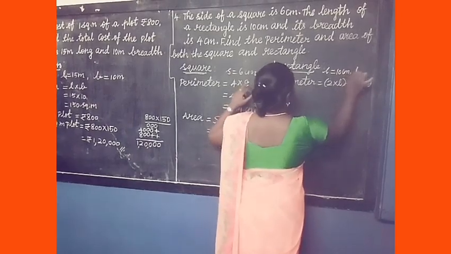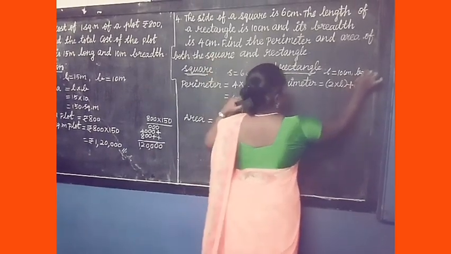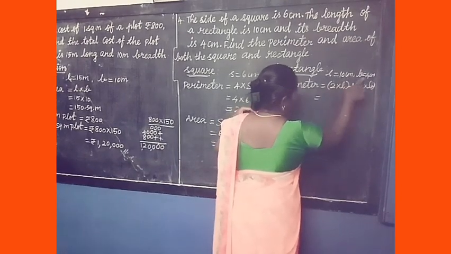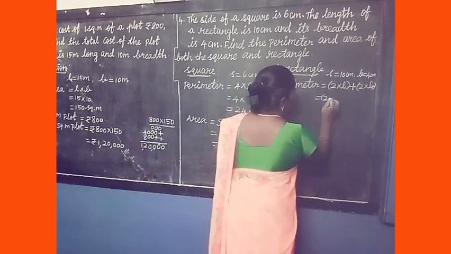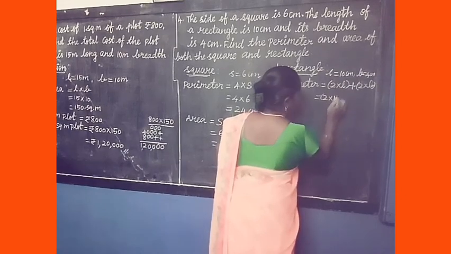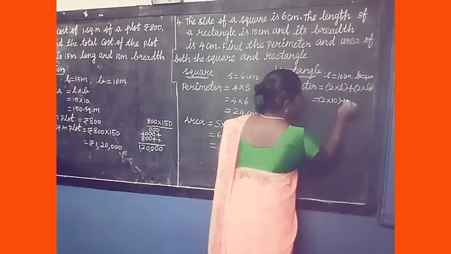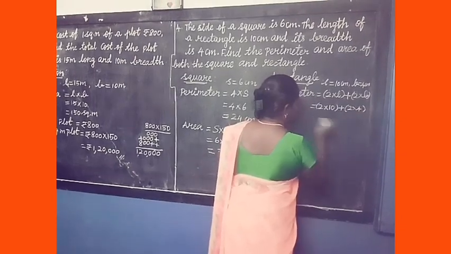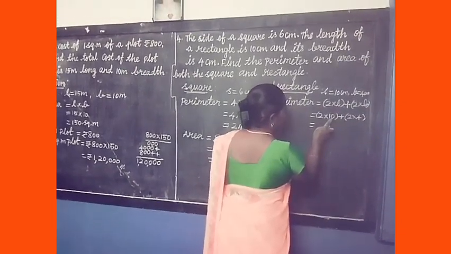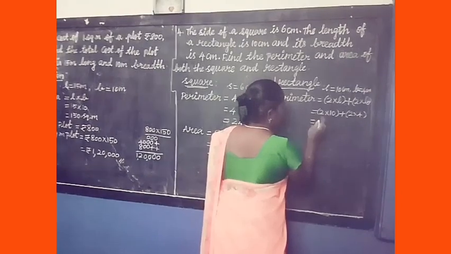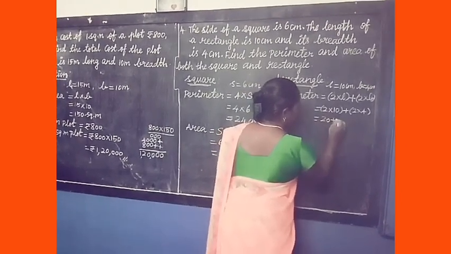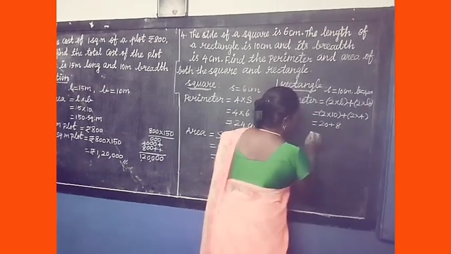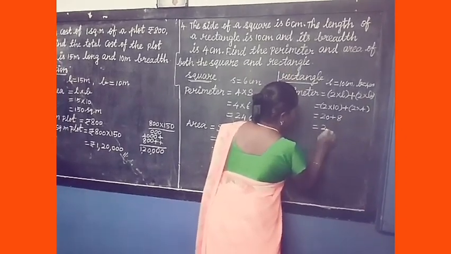Breadth value is 4 centimeter. So L and B value is given. We write 2 into L value, which is 10, in brackets, put plus symbol, 2 into breadth value, which is 4. Now multiply the value. 10 twos are 20 plus 4 twos are 8. So 20 plus 8, 28.